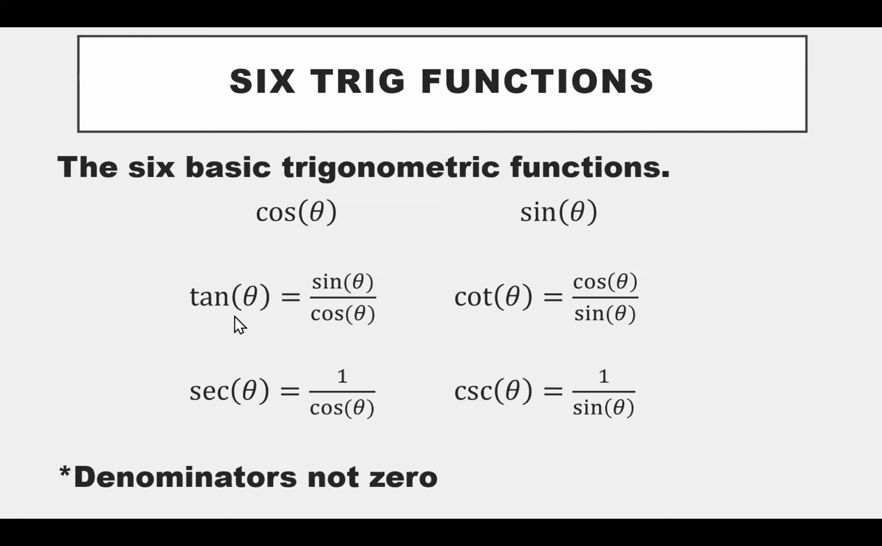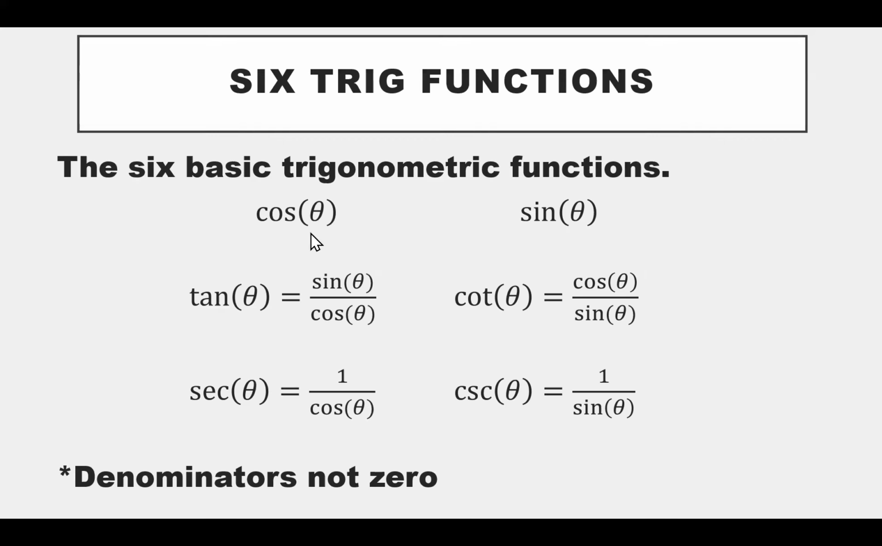Now, each of the other 4 trig functions, apart from cosine and sine, can be written in terms of sine and cosine. For instance, tangent is equal to sine of theta divided by cosine of theta. Cotangent is cosine of theta divided by sine of theta. Secant is 1 over cosine of theta. Cosecant of theta is 1 over sine of theta. Those last 4 trig functions exist as long as denominators are non-zero.